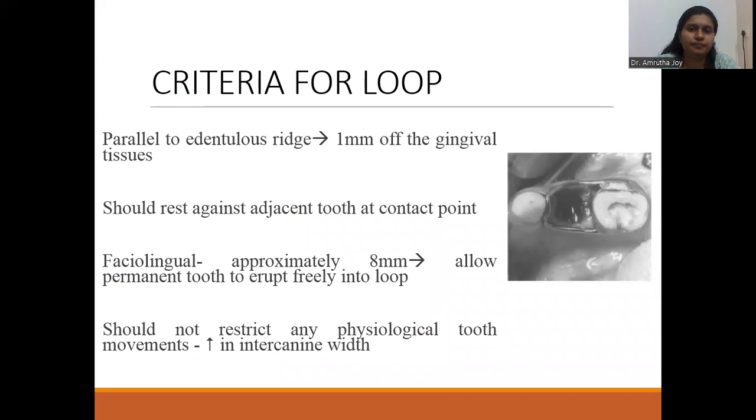If it is below the contact point, it will easily slip into the gingival tissue. Then faciolingually, the width of the loop is approximately 8 mm. That is the buccolingual width of the premolar. So it will allow the permanent tooth to erupt freely into the loop, and should not restrict any physiologic tooth movements, as in case of active intercanine width increase.